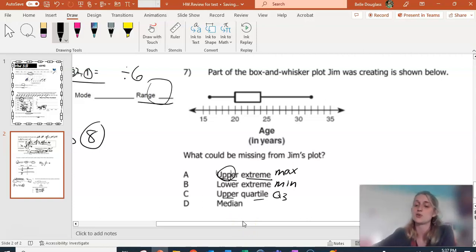Circle it and celebrate because you are done with homework until after spring break. Don't forget to bring it back though.